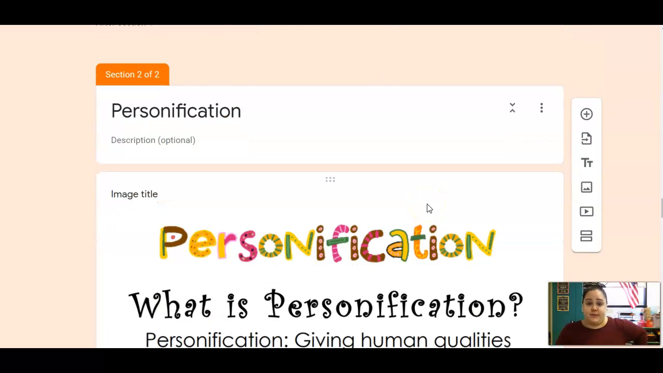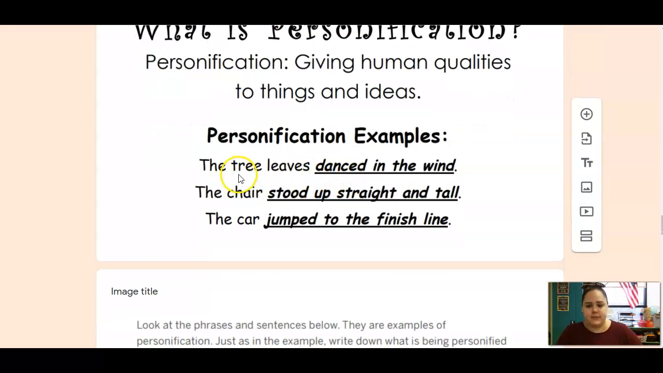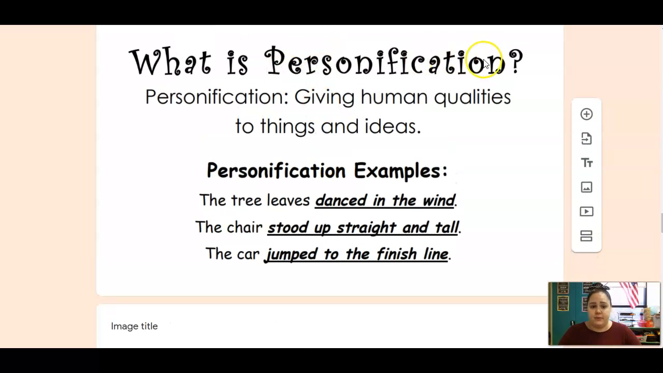All right. So that's it for metaphor and simile for section 1. You're going to click on next to go to section 2. And this is where we're going to talk about personification. So personification is giving human qualities to an object, to something that is not human. And here's some examples. The tree leaves danced in the wind. Tree leaves can't dance, so by giving them that quality, we're using personification. The chair stood up straight and tall. Chairs can't stand, so we're giving that human trait to an object. And then the last one, the car jumped to the finish line. The car can't literally jump, so we're using figurative language. We're giving it human characteristics, and that is personification.